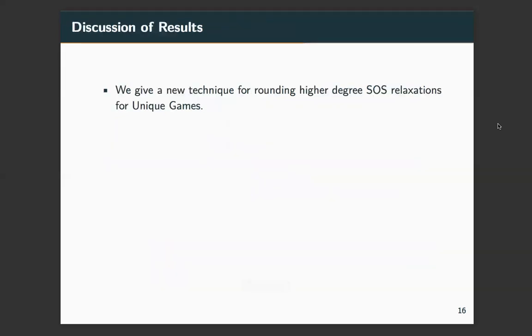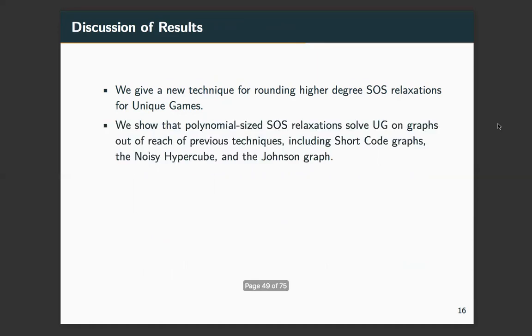In the light of all this, we give a new technique for rounding higher degree sum of squares relaxation for unique games. Not many techniques are known for rounding higher degree SOS relaxations. We show that polynomial sized SOS relaxations solve UG on graphs out of reach of previous techniques, such as the short code graphs, the noisy hypercube, and the Johnson graphs.